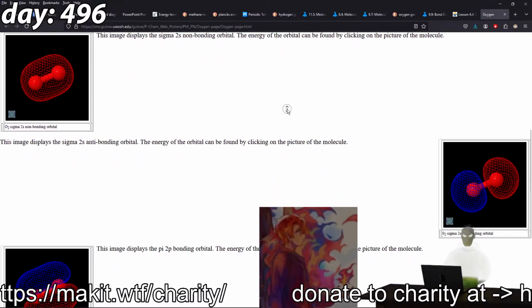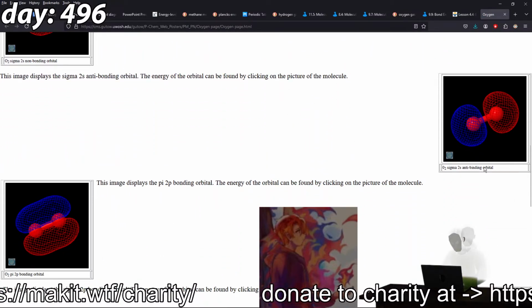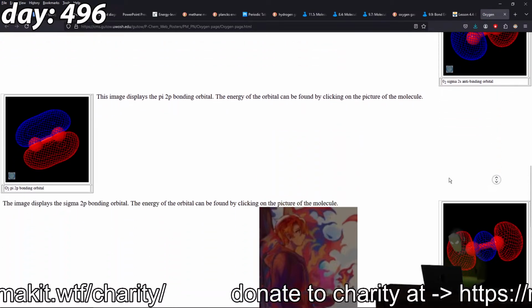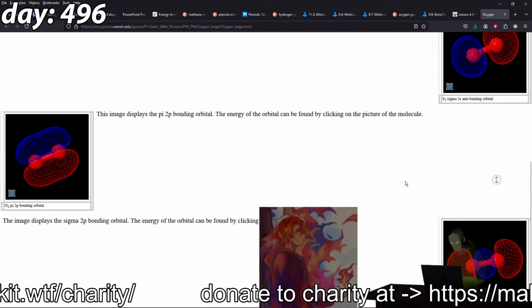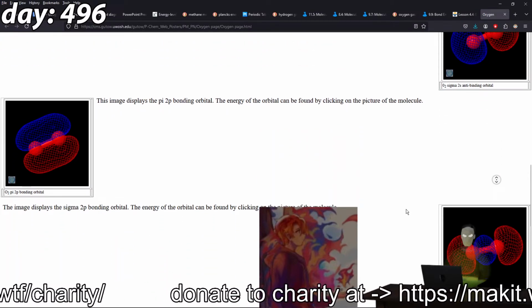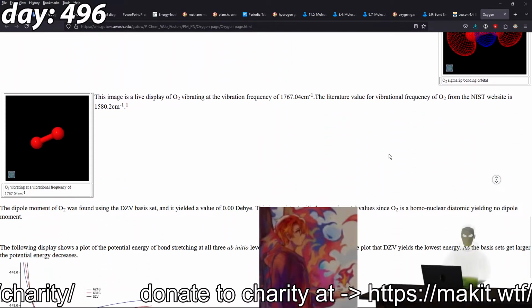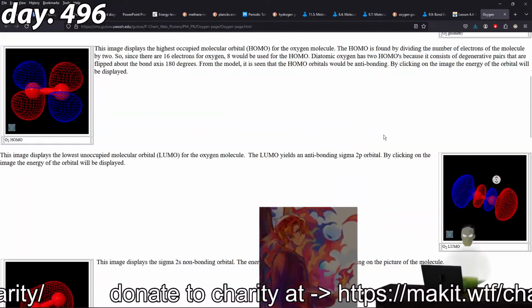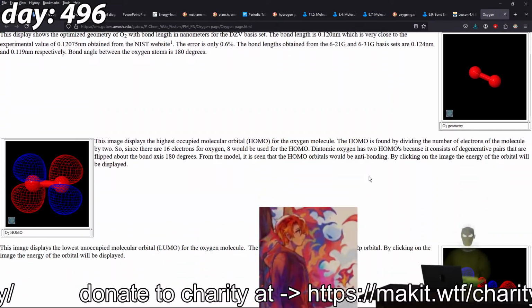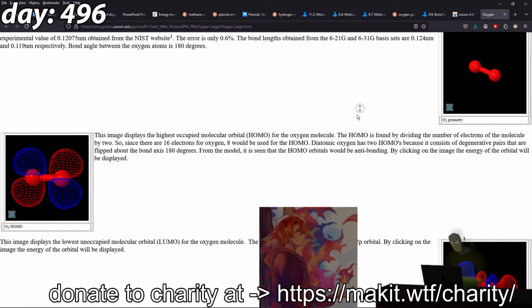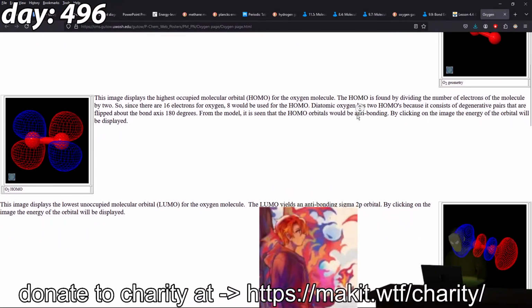Okay, so this is non-bonding. This is the, wait, anti-bonding and anti-bonding. Oh no, I think that's a typo. Is that a typo? Okay. Where does it say bonding? Yeah, that's a typo.